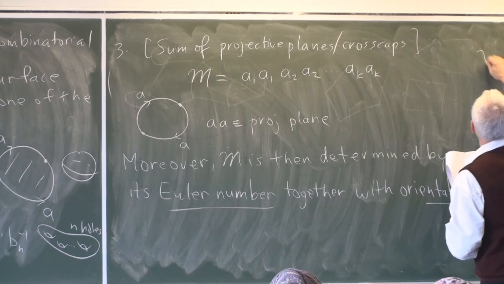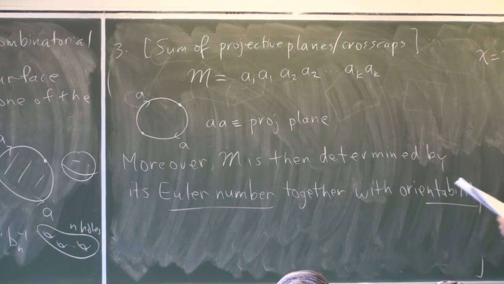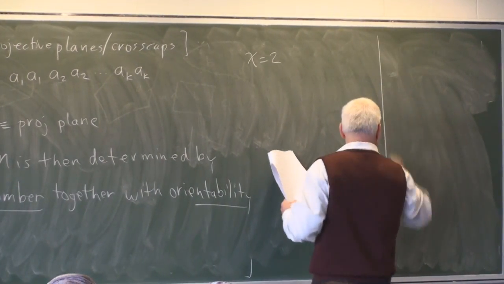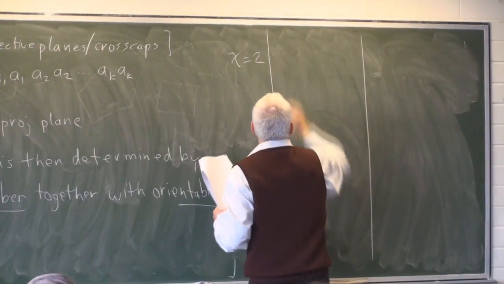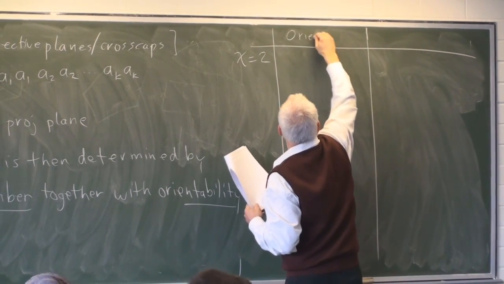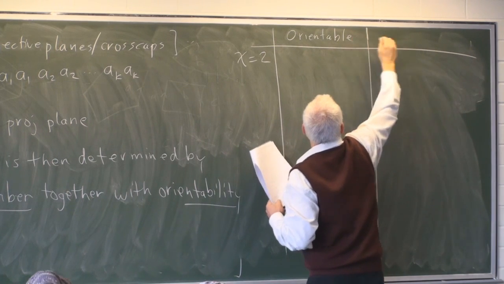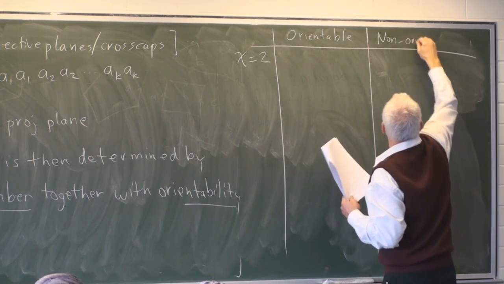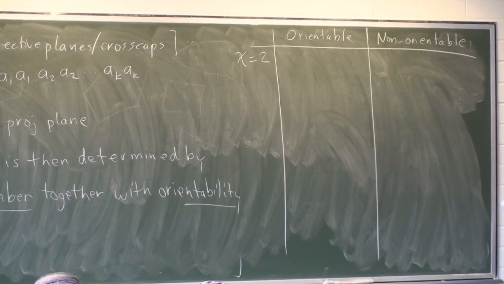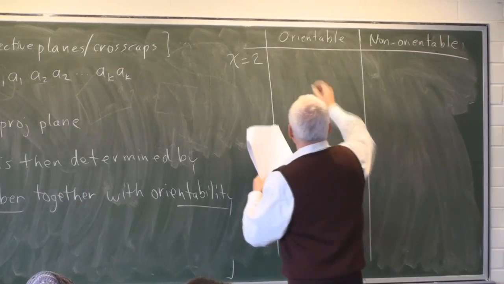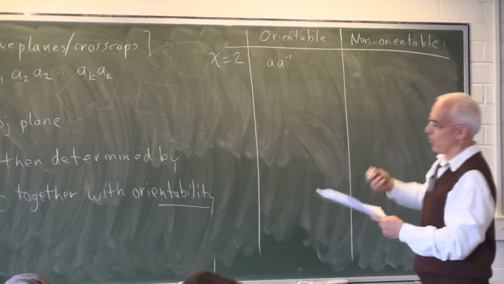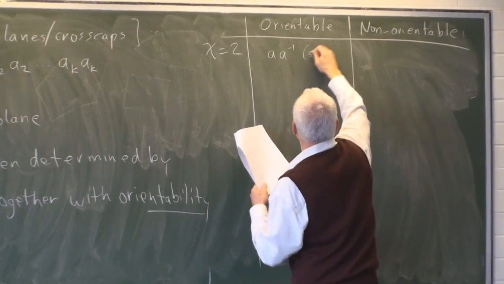So chi equals 2. That's our sphere. This is the orientable column. This is non-orientable. So chi equals 2, we have the sphere, so its word is A A inverse. That's our sphere.